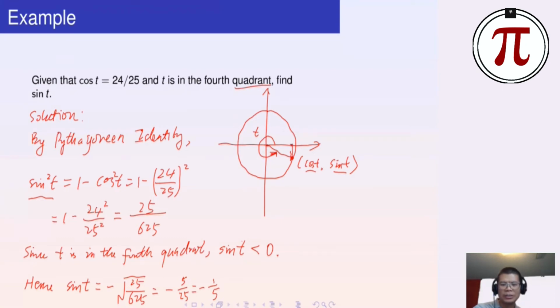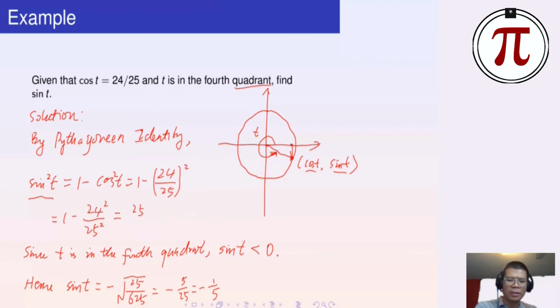All right, so this should be what? 25 over 625. Did you get this? Or we got something different. Okay, we got something different. So let's do this one together.